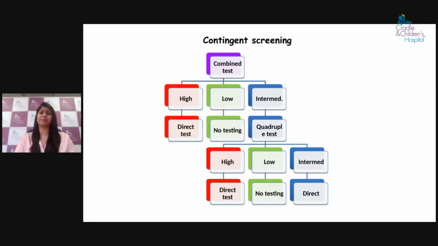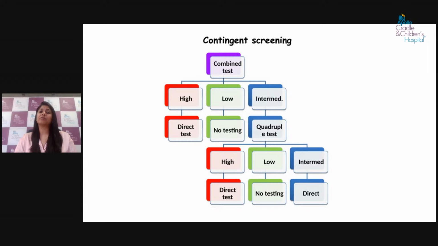Contingent screening is a combined test where all the pregnant women who had a previous Down syndrome child, or anybody above 35 years, or any other doubtful cases, we do not subject to screening and we directly offer them direct testing. All the low risk, maybe anybody falling between 25 to 30 with no other risk factors, no testing. This is how contingent screening is used, depending upon the places where no testing is done.